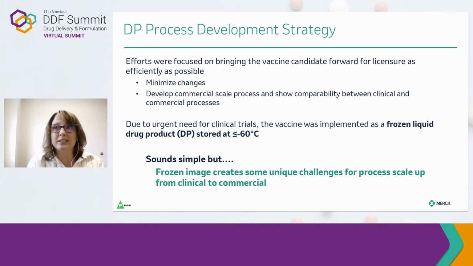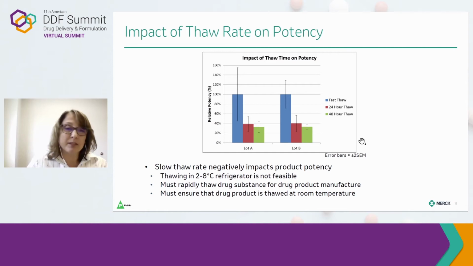So of course this sounds easy, right? It's just minus 60 liquid, away we go. But there are some unique challenges that you get for process scale up from clinical to commercial when you're working with a frozen liquid vaccine, depending on the sensitivities of the vaccine. And live viruses always have some sensitivities. In this case, one of the things we looked at was the impact of thaw rate on potency.